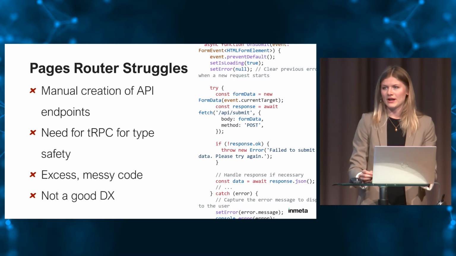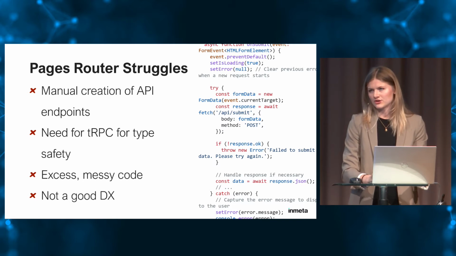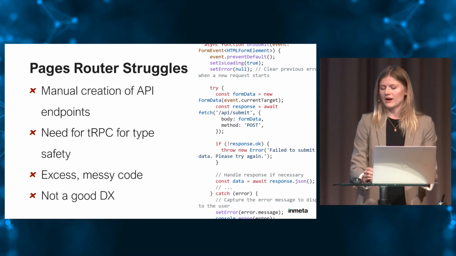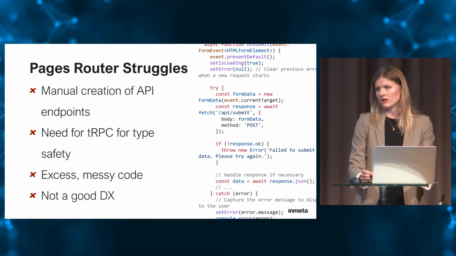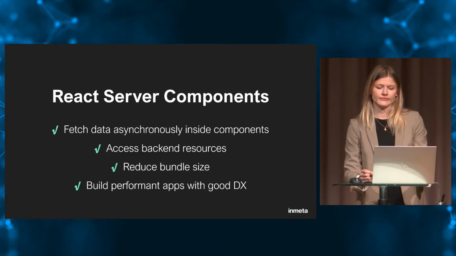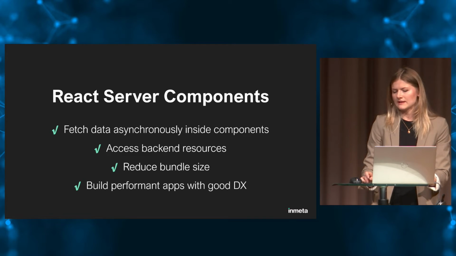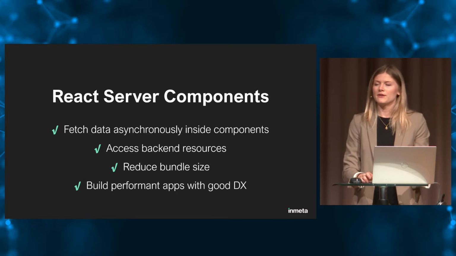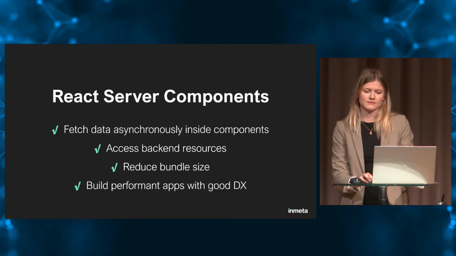You had to manually create your own API endpoints every time you wanted to safely submit a form to the server. You would want to use a library like tRPC to ensure type safety. You might have to write a bunch of excess, messy code, especially to handle errors and loading states. Overall, it was not a good developer experience. So React Server Components, React components rendered on the server, will let us fetch data asynchronously inside components and access all our backend resources. They can reduce the bundle size by minimizing JavaScript sent to the client, and let us build performant apps while maintaining an enjoyable developer experience.